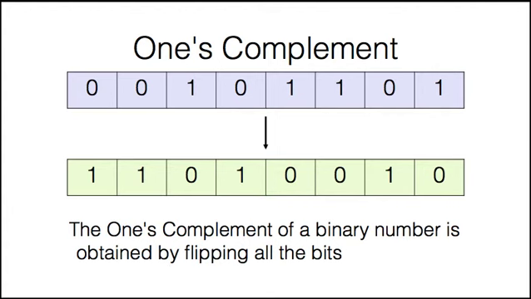There's another system called ones complement. What you do with ones complement is you take the positive number and you can obtain its negative equivalent by flipping all the bits.